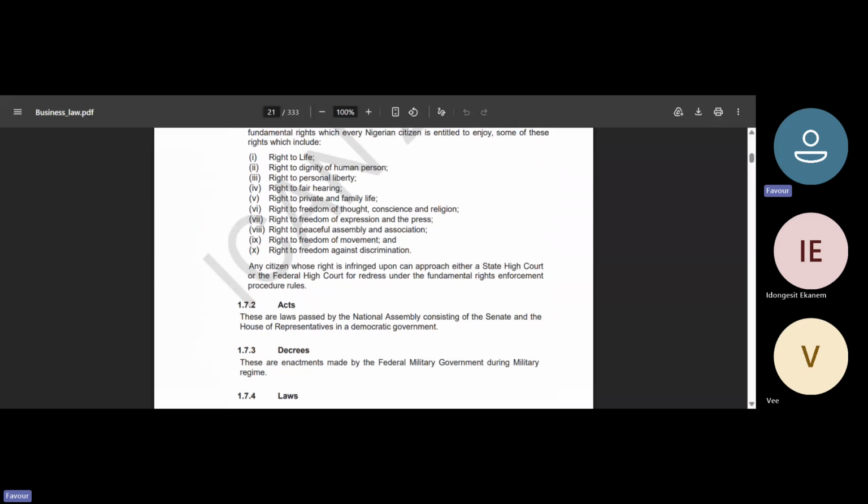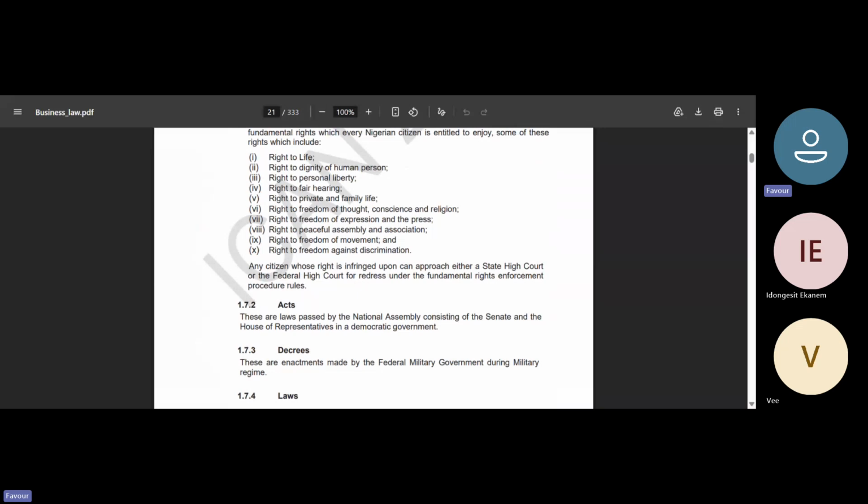Nigeria operates a two-chamber National Assembly, which is the Senate, the upper level, and the House of Representatives, which is the lower level. There are processes that a bill is going to pass through before being passed into law. And once it's passed into law, it becomes an act, right?